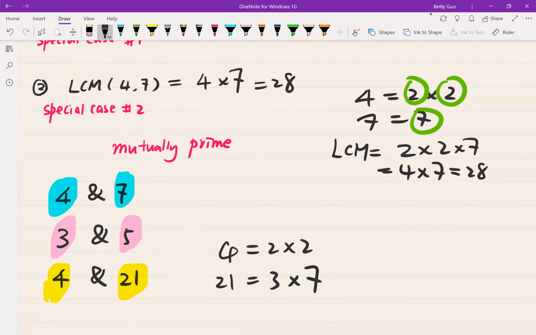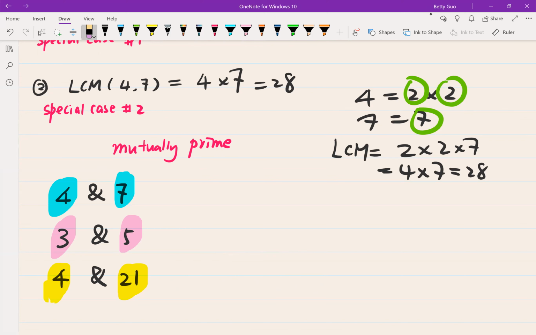So mutually prime does not mean both of the two numbers have to be prime. It could be this case, one is prime, the other is not. Or this case, both of them are prime. Or this case, both of them are composite. So we do have to prime factor the integers to see if they have common prime factors or not. If they have no common prime factor, then the two numbers are mutually prime.